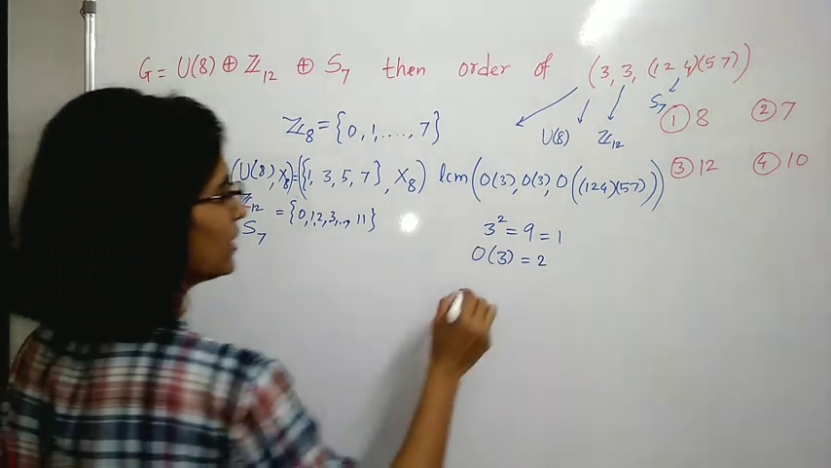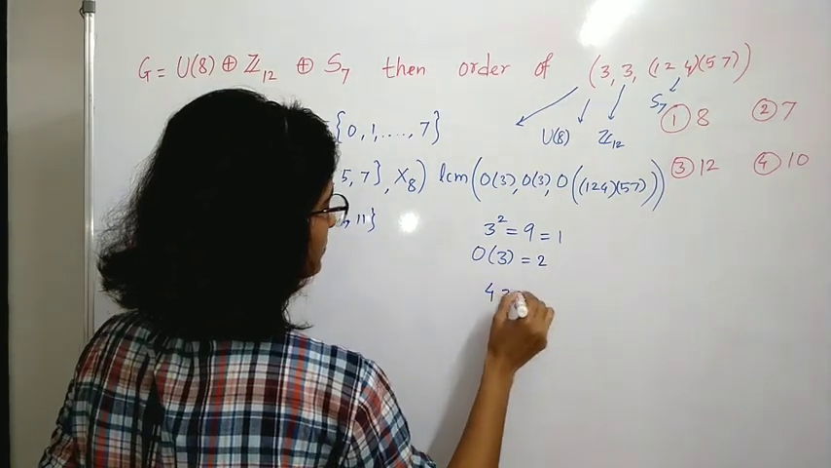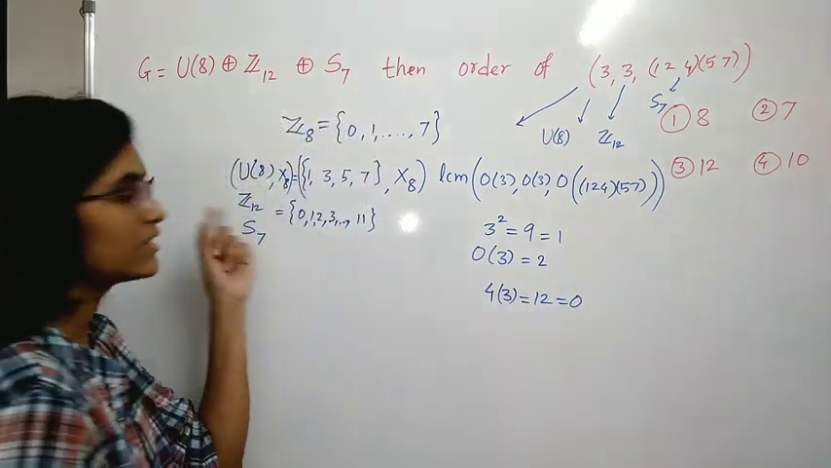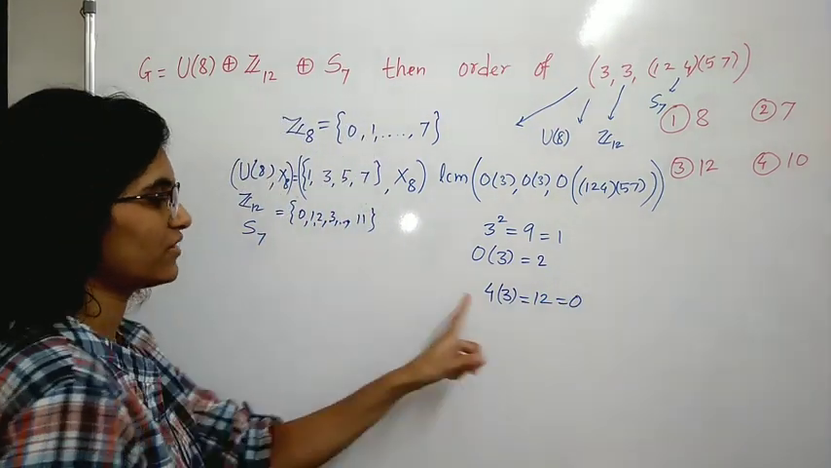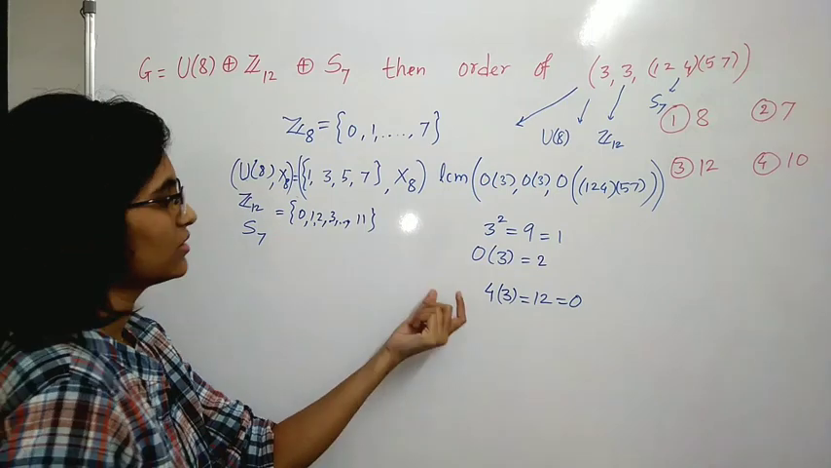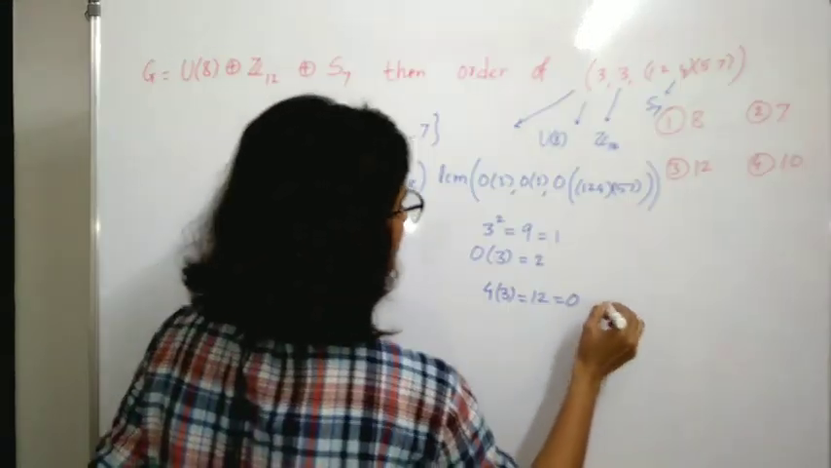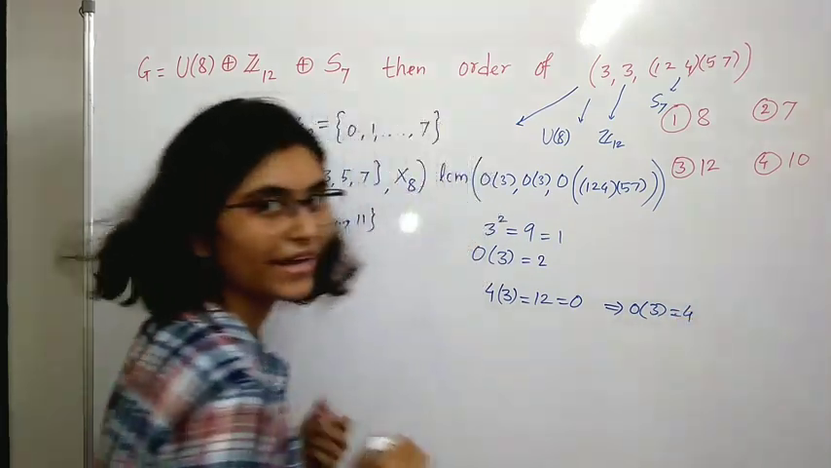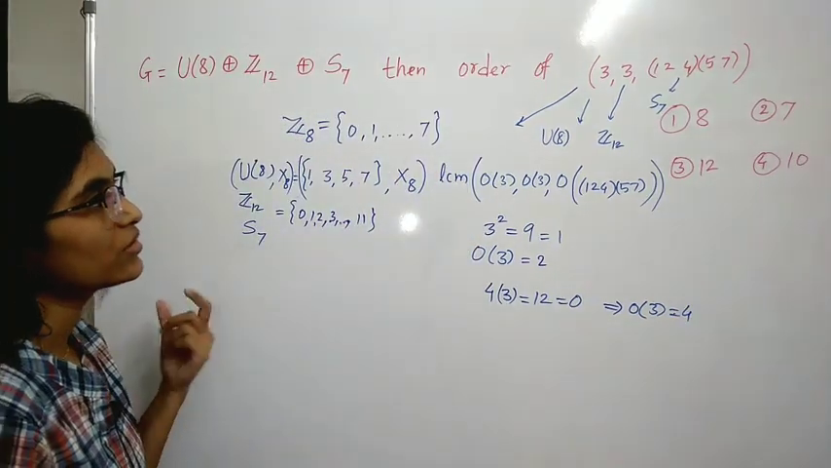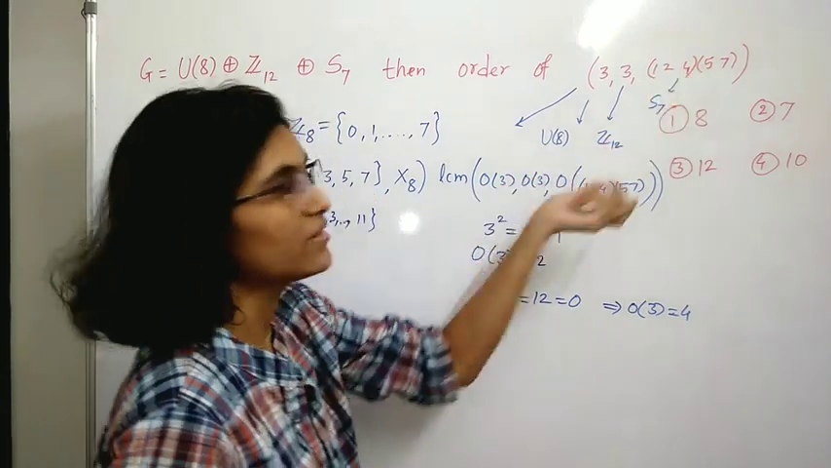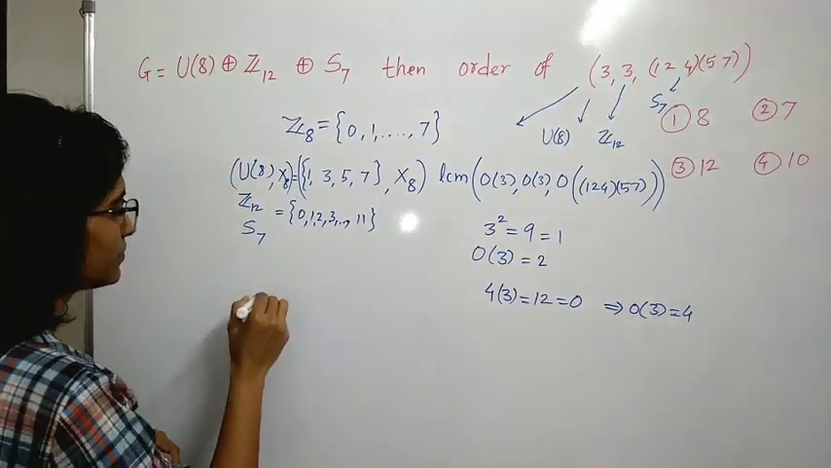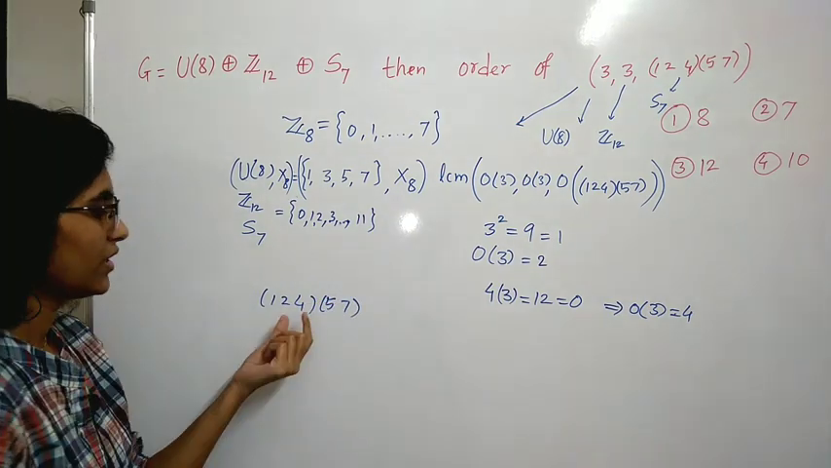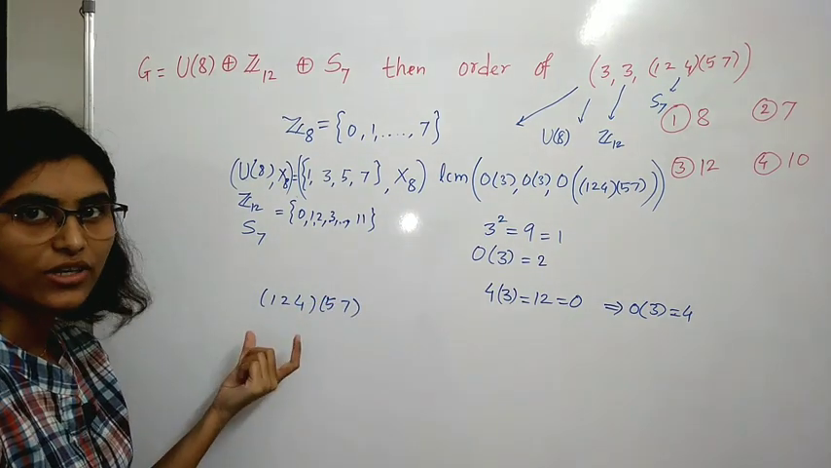Now we can note that 4 times 3 is just equal to 12, which is 0 in Z12, right? And 4 is the least positive integer. So the order of 3 in Z12 is 4, right? Now find the order of this element in S7. So here (1 2 4)(5 7). These two cycles are disjoint, right?